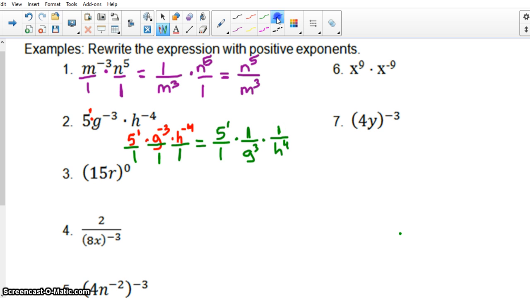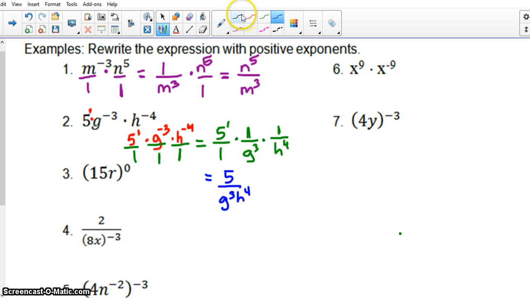So finally, I'm going to multiply straight across. So 5 to the 1st is just one copy of 5, so 5 times 1 gives me 5. And then in the denominator, 1 times g to the 3rd times h to the 4th is going to give me g to the 3rd, h to the 4th. And that's your final answer for question number 2.